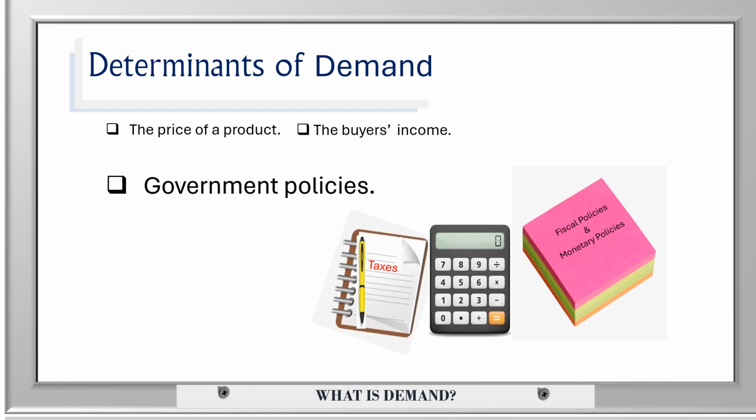Whereas, if the government effects a subsidy, this is likely to lower the product's price, leading to an increase in its demand. Also, we know that government may also influence the demand for a product by enacting laws that either limit or promote the consumption of the said product.